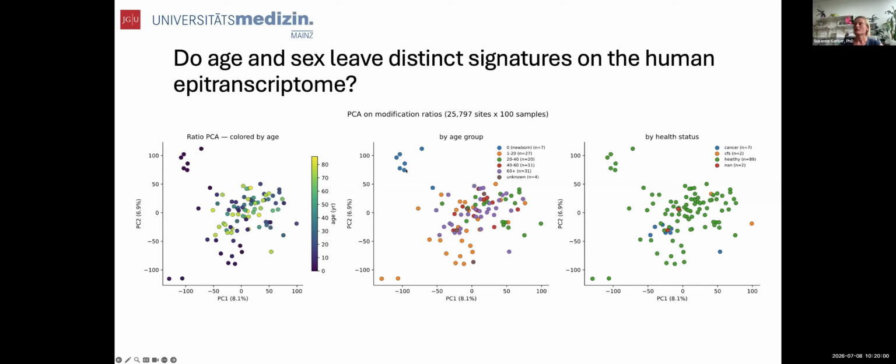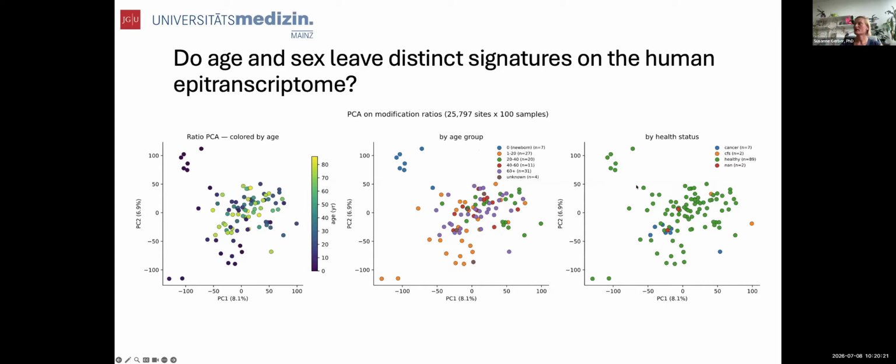Same if we clustered for age groups, meaning children in the sense of 1 to 20 years, also children, adolescents, young adults, adults, and then 60 plus. But also here it looks more like a bunch of Smarties, but not really that you could see a nice pattern in the global m6A level.